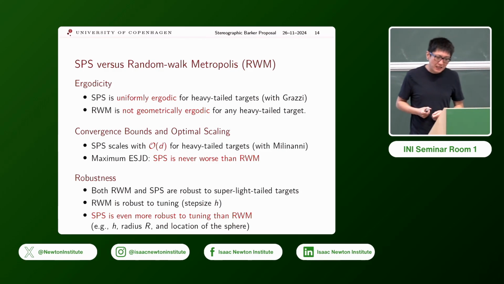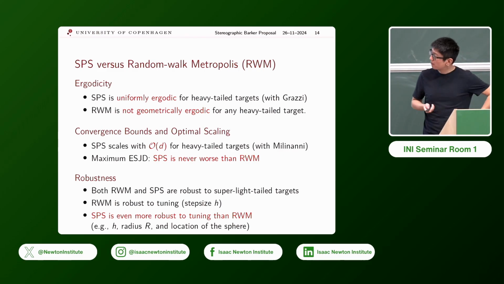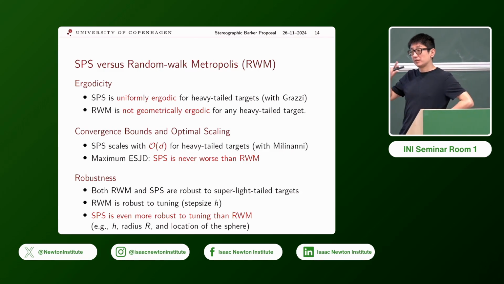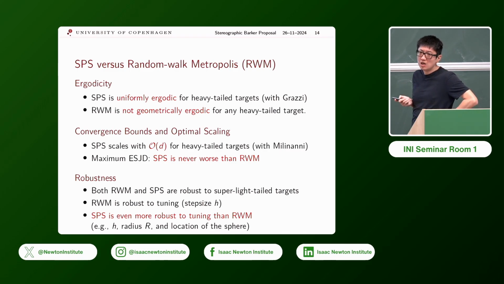So it turns out this SPS is like a stereographic version of random walk Metropolis. Compared with the Euclidean version of the algorithm, it has very nice properties. The first property is ergodicity. We can show this SPS is uniformly ergodic even for a heavy tail target. If you allow slightly changing the standard stereographic projection to some other version of the stereographic projection, we can show the SPS is uniformly ergodic as long as your target has a tail lighter than Cauchy tail. This is ongoing work with Sebastiano Grazzi. I think he used to be at Warwick and now he moved to Bocconi recently. Compared with this SPS, the Euclidean version of the algorithm, random walk Metropolis, is never geometrically ergodic for any heavy tail target.